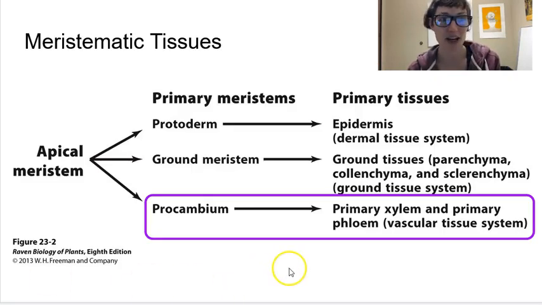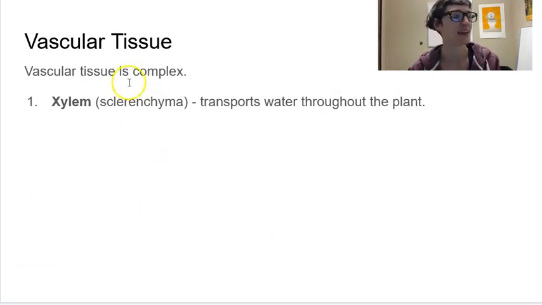Okay, so that's the ground meristem. The procambium is going to make the primary tissues of xylem and phloem. So primary xylem and primary phloem. And this one doesn't have as intuitive a name, procambium, but it'll make sense later once we learn about some secondary tissues. So I'll explain it later. So the vascular tissue system is made by the procambium. And the vascular tissue is complex. Of all of the tissue types, it contains the most different types of cells.